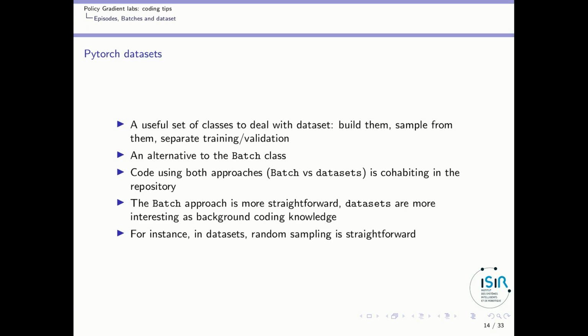There are fewer mysterious functions hidden in the dataset class. But if you want to become an expert, you should try to use datasets, because that's background coding knowledge for people who are doing machine learning. For instance, as I said, random sampling is straightforward with datasets, whereas if you want to implement random sampling from episodes and batch, then you will have to code complicated functions for that.